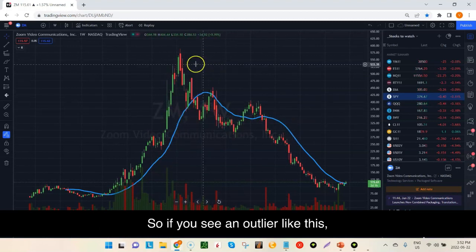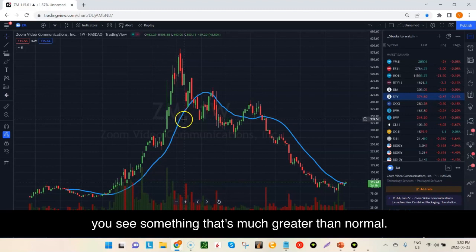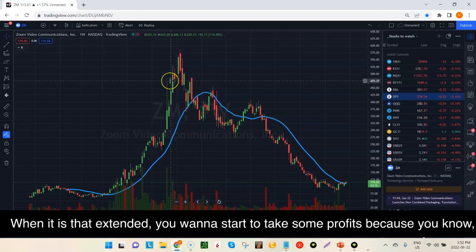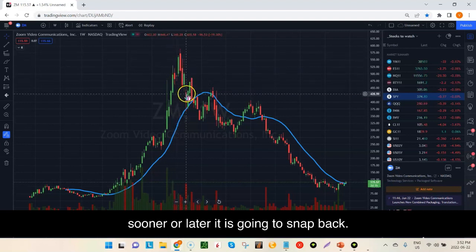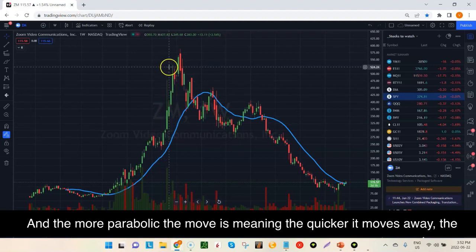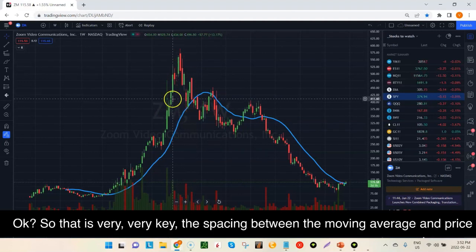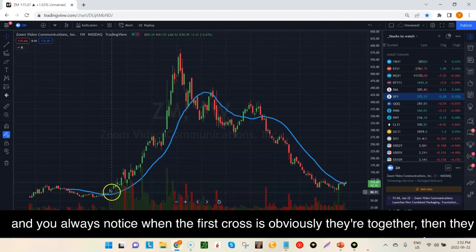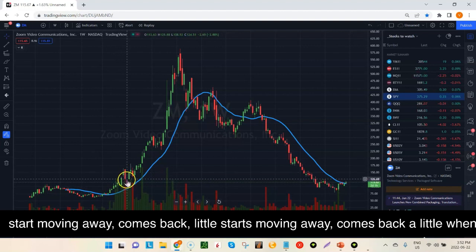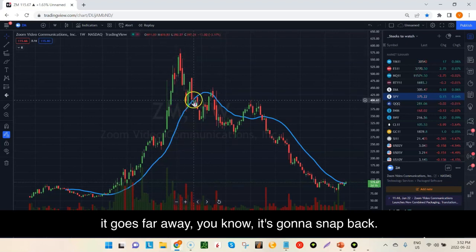So if you see an outlier like this, something that's much greater than normal, when it is that extended, you want to start to take some profits because you know sooner or later it is going to snap back. And the more parabolic the move is, meaning the quicker it moves away, the quicker it is going to snap back. Okay? So that is very, very key: the spacing between the moving average and price. You always notice, when they first cross, obviously they're together, then they start moving away, come back a little, start moving away, come back a little. When it goes far away, you know it's going to snap back.